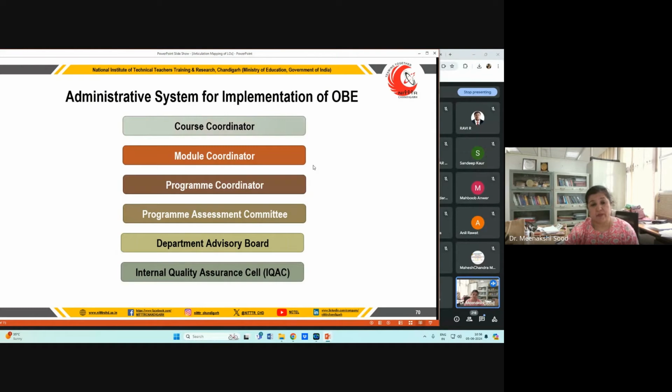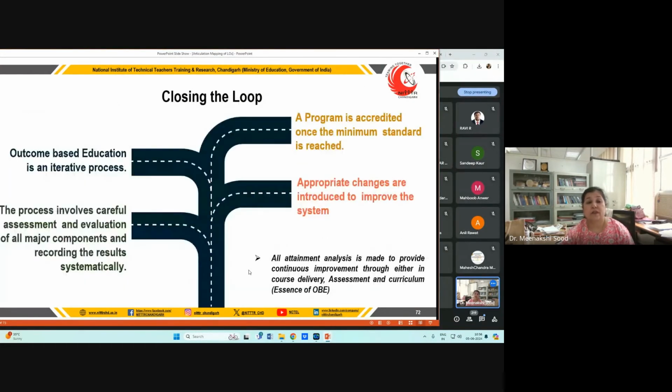Okay, so this is the administrative system for implementation. As I said, a course coordinator for one particular course or module where a large number of faculty are involved. Then there should be a program coordinator that may be the head of the department himself, and a program assessment committee that may be part of the IQAC cell, or a separate committee at the department level as well as the institute level, and then the department advisory board and IQAC cell. So such an administrative system should be in place to check whether the mapping has been done or not.